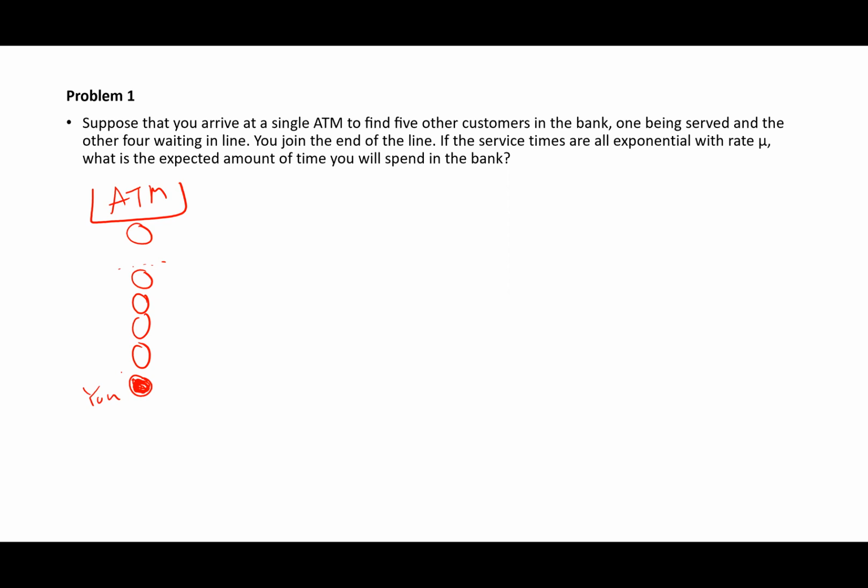If the service times are all exponential with rate mu, what is the expected amount of time you will spend in the bank, or at the ATM line? This is a pretty simple problem. I think of it different ways. The next event in the system is the first departure. The first person who's already at the ATM is going to depart.